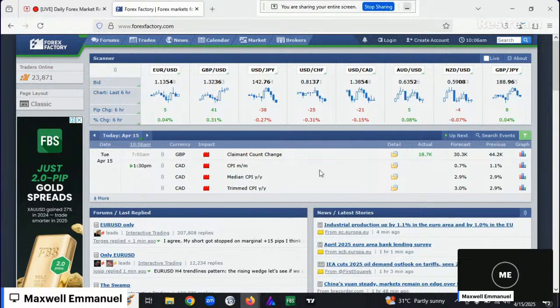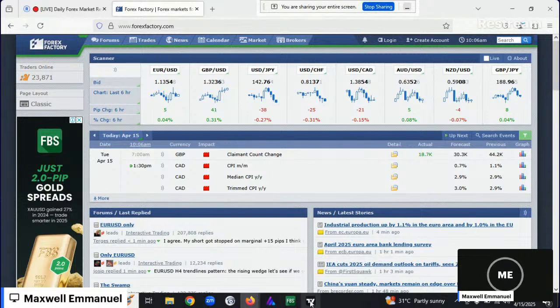Okay, so it was positive for GBP. Technically, GBP USD is bullish. Then by 1:30, CPI data will be released for CAD. So if you're considering trading CAD pairs, I would advise you wait for this news to be released before you take a trade on CAD pairs. Okay, so that's my take on fundamentals. Wait for this data to be released before you trade CAD pairs.